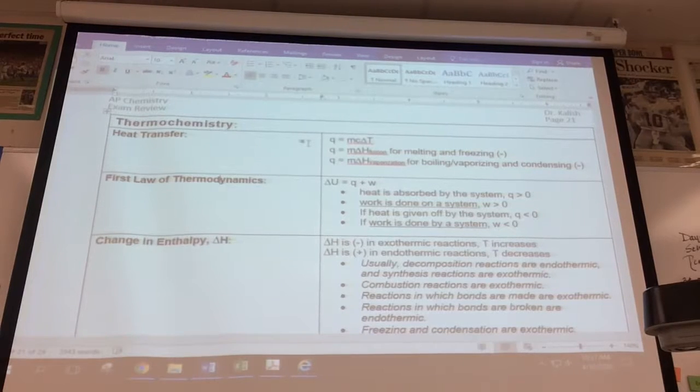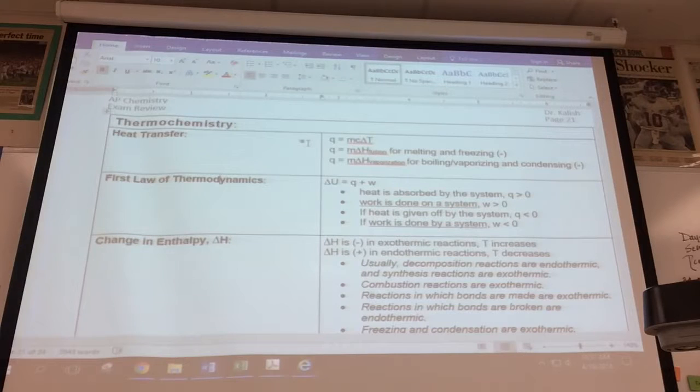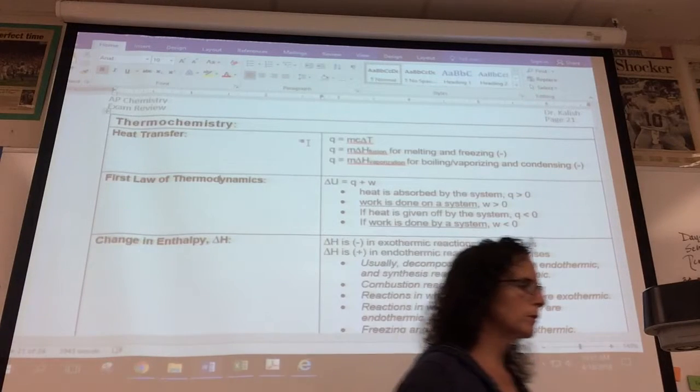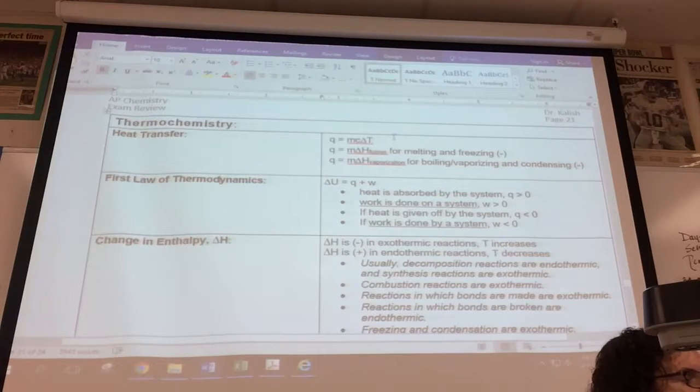We're going to review thermochemistry a little bit today, and this is from your review packet. A couple things I want to go over just to make sure you're remembering a few things, and then we'll take a look at an AP style question. First of all, even in honors, you learned about Q is equal to MC delta T. When you have a change in temperature, you'll use this formula.